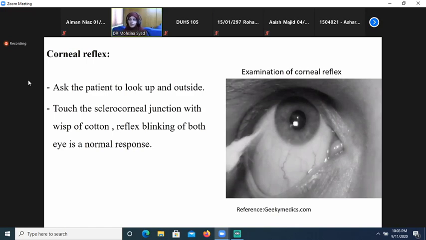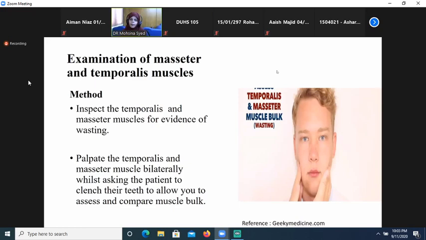Now the muscles of mastication. First we will check for the masseter and the temporalis muscle. We inspect the temporalis muscle at the temples and the masseter muscle, which is on the posterior jaw. And first we just inspect and look for any evidence of wasting. Then we palpate both muscles, the temporalis and masseter, bilaterally.